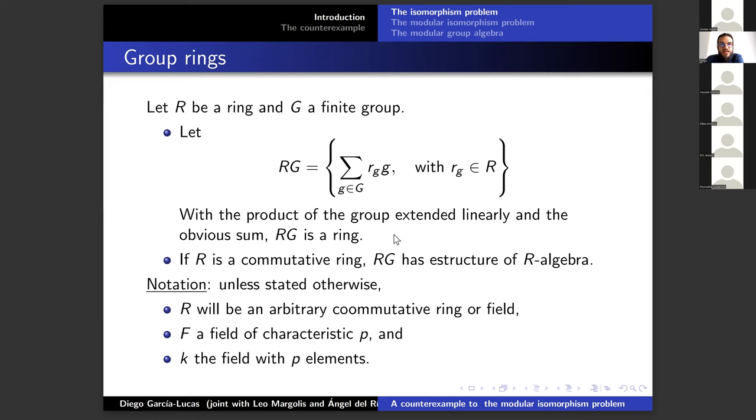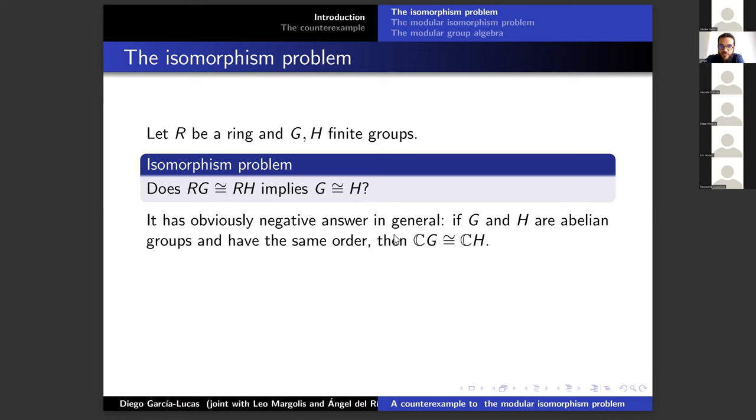Then the isomorphism problem for group rings in general asks, given a ring R and two finite groups G and H, whether the existence of an isomorphism between the group rings over R of G and H implies that the groups themselves are isomorphic. This question was initially posed by Graham Higman in his thesis, and Higman himself realized that in general it has no positive answer, since if you have two finite abelian groups of the same order, then the group algebras over the complex field are always isomorphic, no matter if the groups are isomorphic or not.